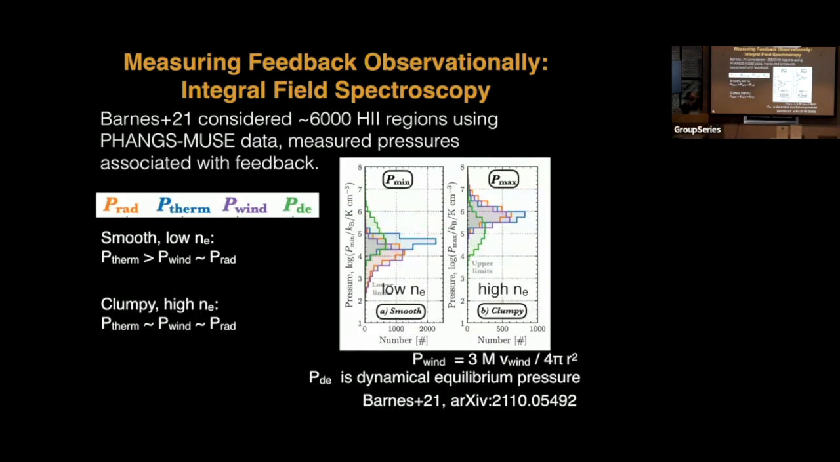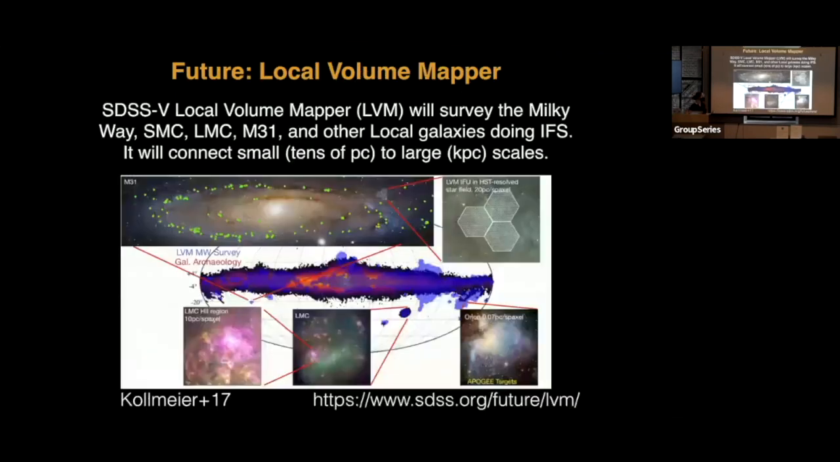Ash Barnes then used the PHANGS-MUSE data and looked at 6,000 H2 regions and measured the pressures associated with these feedback terms. Again, doing a similar analysis, looking at the radiation pressure, the warm gas pressure, in this case the wind ram pressure, and he also looked at the dynamical equilibrium, the confining pressure. Here, the results depended on what assumption of electron density he made. If he assumed a smooth electron density, which leads to an overall lower electron density, then the warm gas pressure dominates. However, if you assume a more clumpy medium, which leads to higher electron densities, then the terms are a little more comparable. In general, though, it's pretty consistent with the previous results that the warm gas pressure is what's dominating in the sample. So that's kind of what's been done.